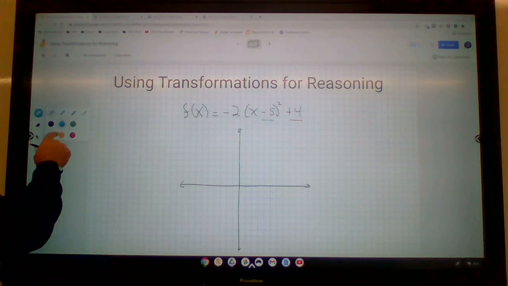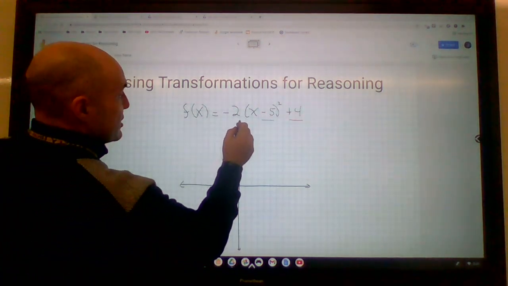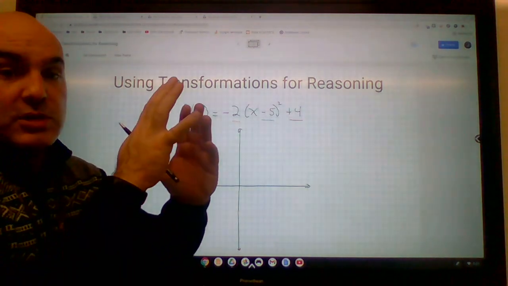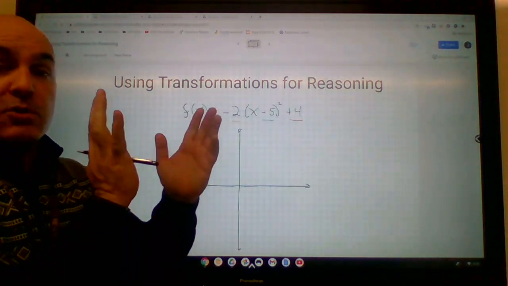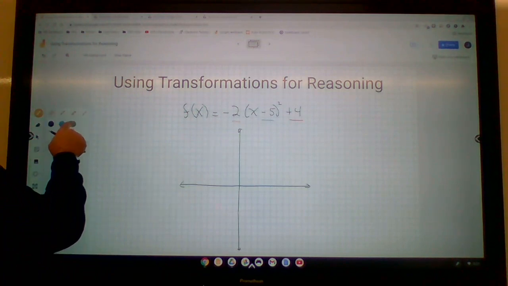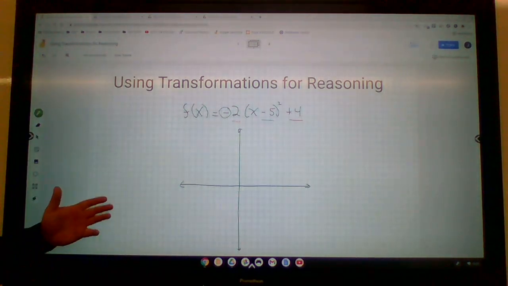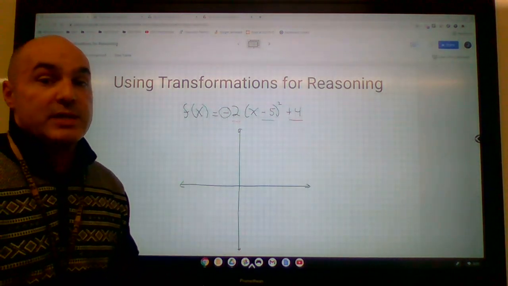Anything up front will actually change our stretch or shrink. So this controls whether it gets skinny or widen. Anything greater than 1 will make it skinny, and anything that a negative in front will actually reflect. So these things are to tell us where our graph is going to end up.